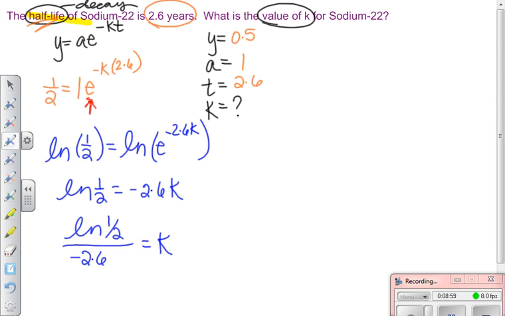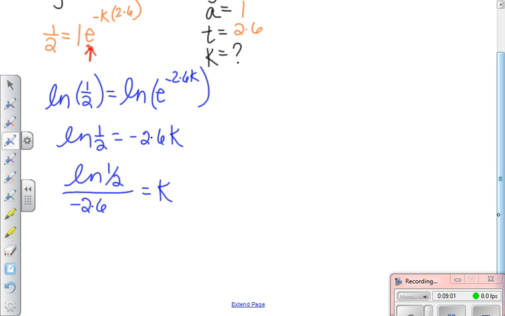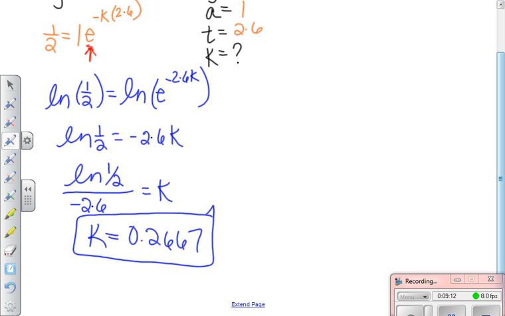When you go to your calculator, you find out that k is a constant value of 0.2667. So whenever you're dealing with sodium-22, the constant decay value is 0.2667.